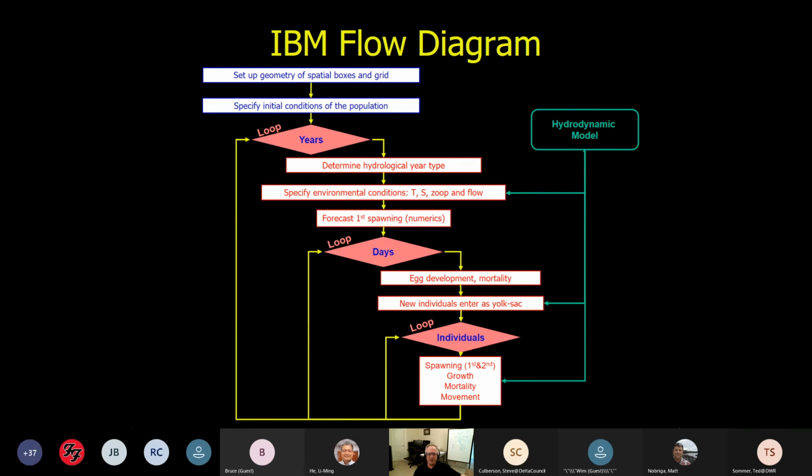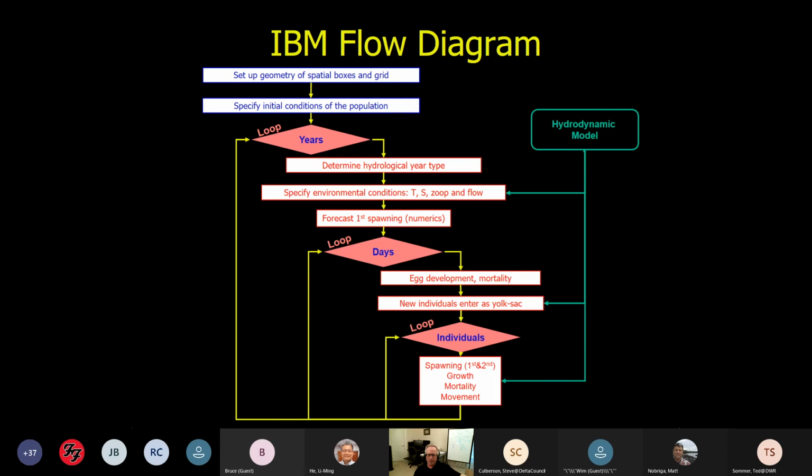And we now have a flow diagram, so this gives you an idea. You set up the model, you have initial conditions, and you loop over years. What kind of year is it? We use specific years, in fact from 1920 on at this point. It gives you the information on temperature, salinity, and transport. Note the zooplankton still come from the field data, and that's very important when you interpret some of these results.